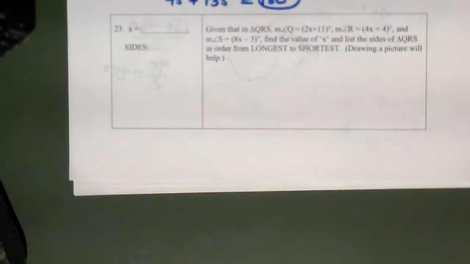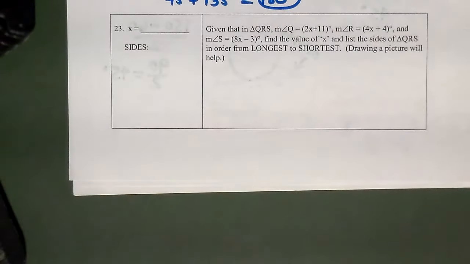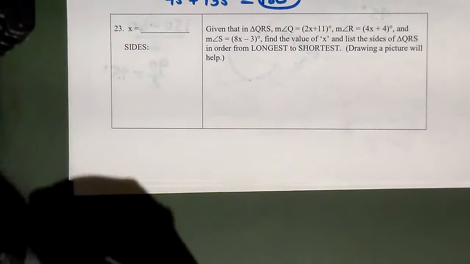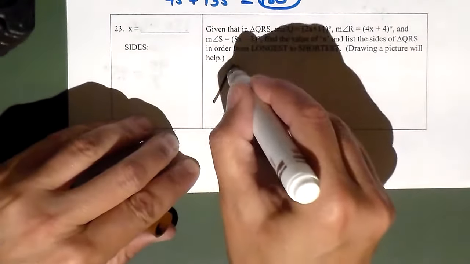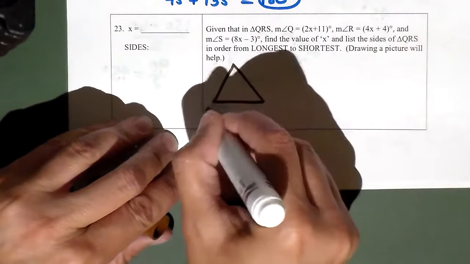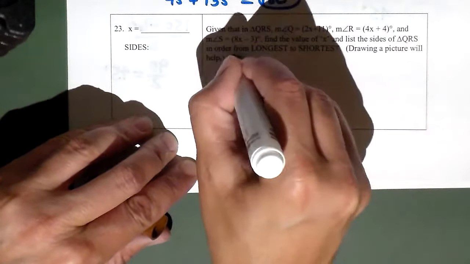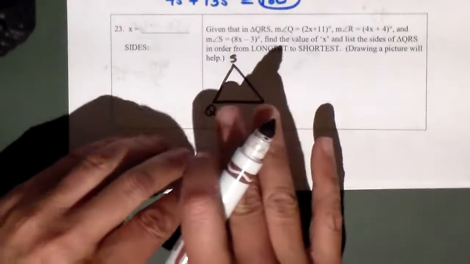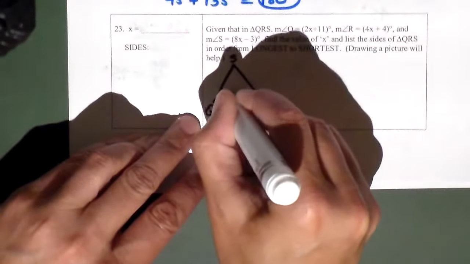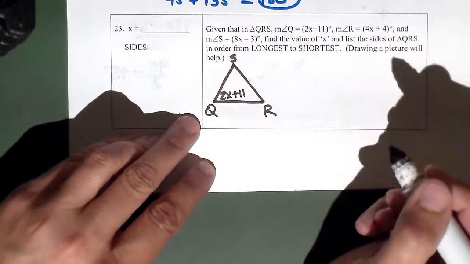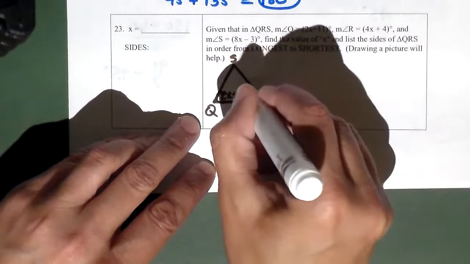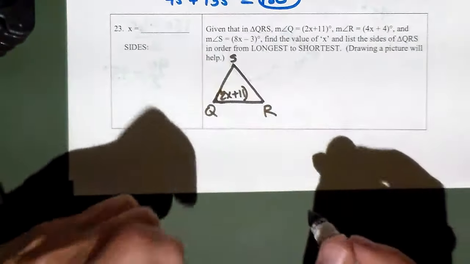Okay, so let's look at 23. 23 is you've given triangle QRS, and I know I'm the best artist ever, so I'm going to draw a triangle QRS. I'm going to draw it however I want it. Yours may look different than mine. Given triangle QRS, the measure of angle Q is 2x plus 11. I probably should have drawn this a little bit bigger. Okay, 2x plus 11 is angle Q.